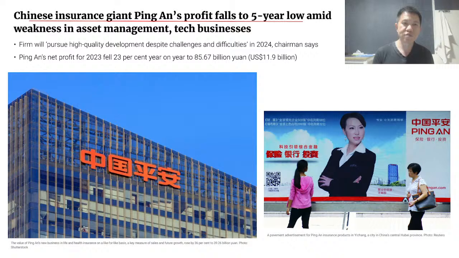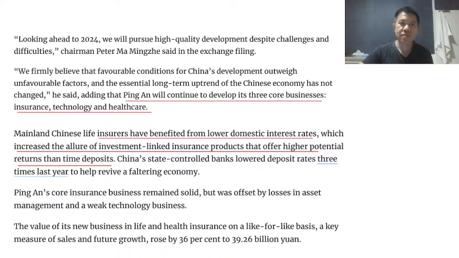The market is very bad. Why? Because a lot of these Wuxi companies' results were very bad. From the South China Morning Post, they say Ping An profits hit 4 to 5 year lows. The net profit fell by 23%, but mostly, like I explained, it is a one-off due to the asset management. The chairman, in their exchange filing statement, said that Ping An will continue to develop its three core businesses: insurance, technology, and healthcare. What's happening on the ground is that the insurance business actually benefits greatly. Of course, now the central bank keeps cutting interest rates.